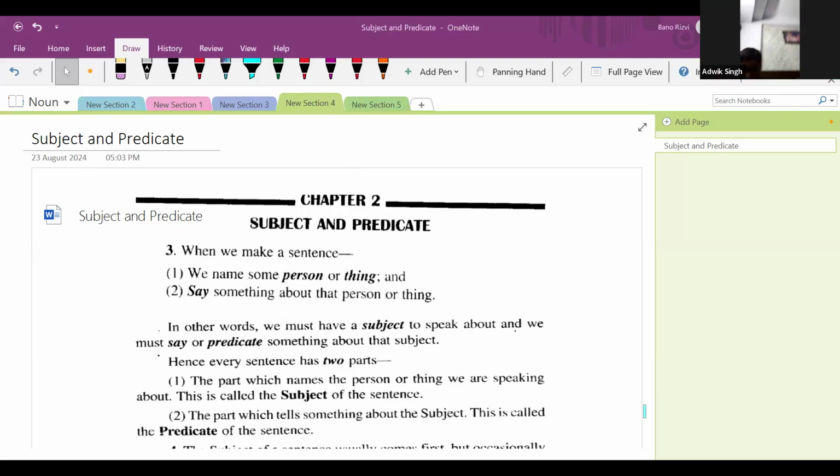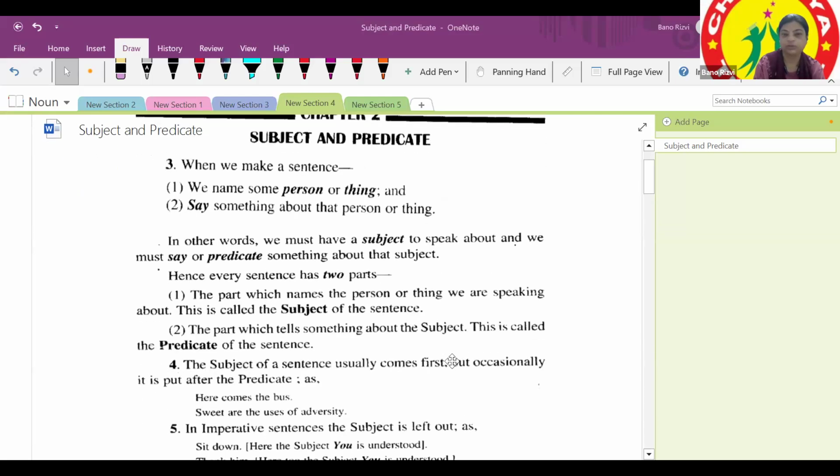Okay, so we were talking about subject and predicate. When we make a sentence, we name some person or thing and say something about that person or thing. We must have a subject to speak about, and we must predicate something about it. Hence every sentence has two parts. The part which names a person or thing we are speaking about is called the subject, and the part which tells something about the subject is called the predicate.